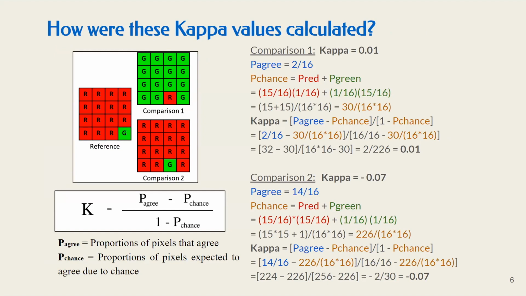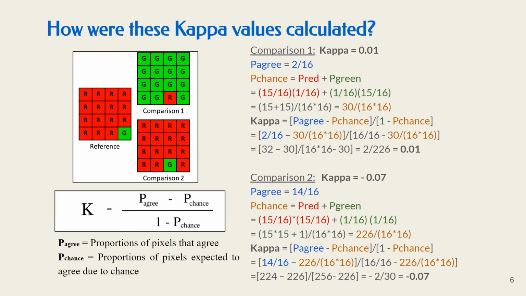The kappa equation is calculated as P agree minus P chance divided by 1 minus P chance. P agree is the probability of agreement. P chance is the probability of random agreement. P agree for comparison 1 is 2 divided by 16, as 2 out of the 16 pixels agree with the reference grid. P agree for comparison 2 is 14 divided by 16, as 14 out of the 16 pixels agree with the reference grid. This is a similar method we saw in slide 4 with the quantity and allocation disagreement.